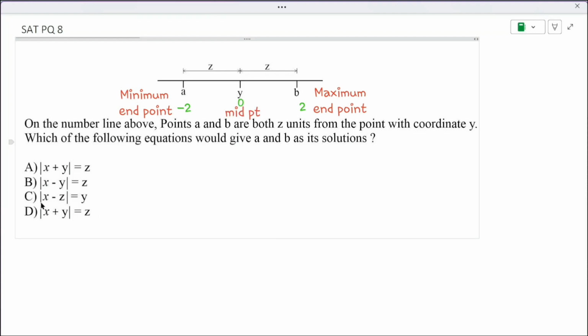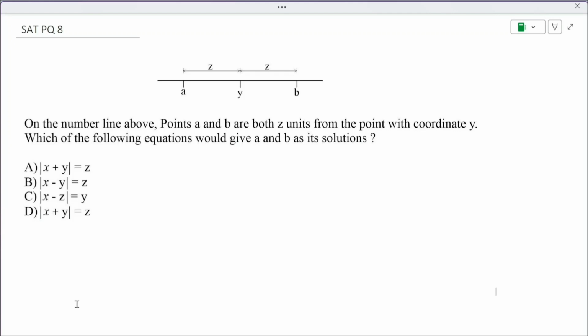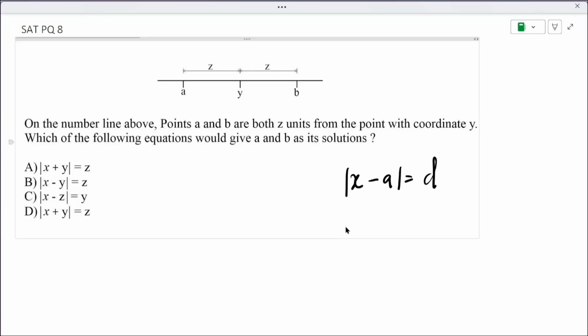Looking at the options, this is an absolute value question. Let's continue. Which of the following equations would give A and B as its solutions? From the options, we have to create an absolute value equation. And the standard formula for an absolute value equation is the absolute value of x minus A equals D. X will remain x. A is the midpoint, the number in the middle. And D is the distance between the midpoint and any of the endpoints equal distance away from it.